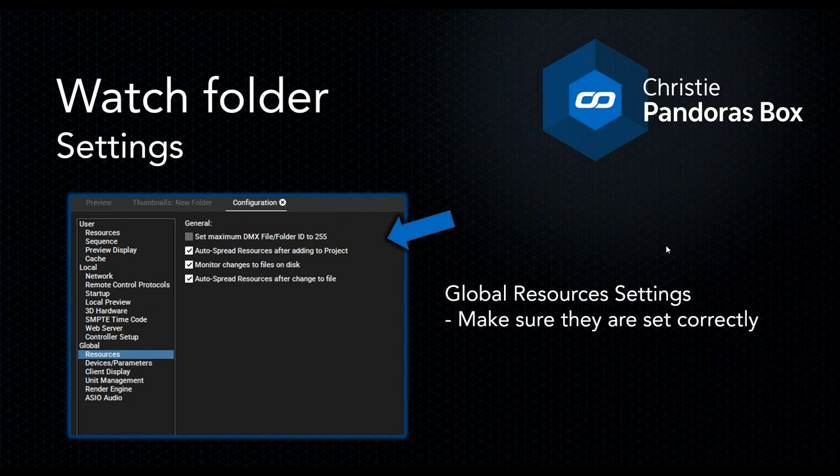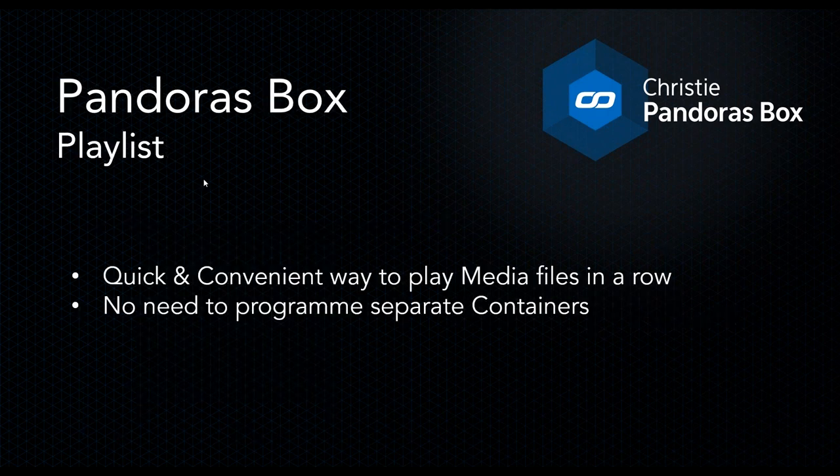The next topic is playlists. A Pandora's Box playlist. So here with the playlist, you have a quick and convenient way to play media files in RAW. So you don't need to program separate containers. If you want to fade between two media files, then normally you have to use two layers, one for the first media file and one for the second, and you program a crossfade. With the playlist, you can use only one layer, and you also have crossfades in between.